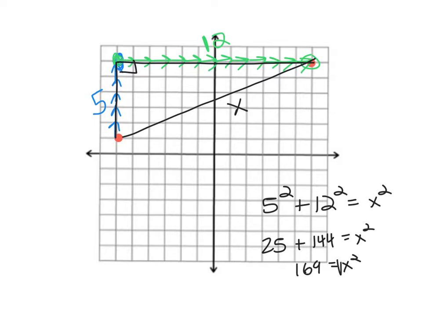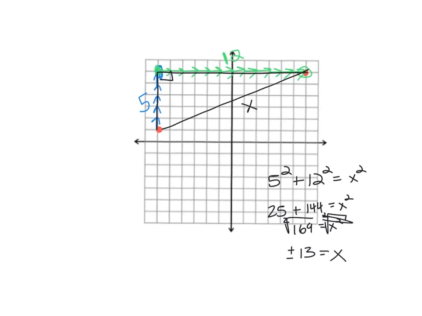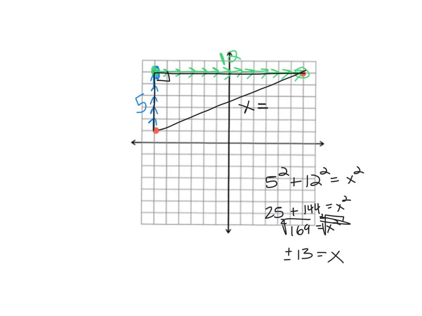The opposite of the power is the root, so I'll take the second root on both sides, and that's going to go away, and I get x equals plus or minus 13. Can I use a negative 13 though? No, because this is length, so I'm only going to keep the positive answer, and x equals 13. 13 spaces apart. That's how far away these two red dots are from each other. That's 13 spaces.